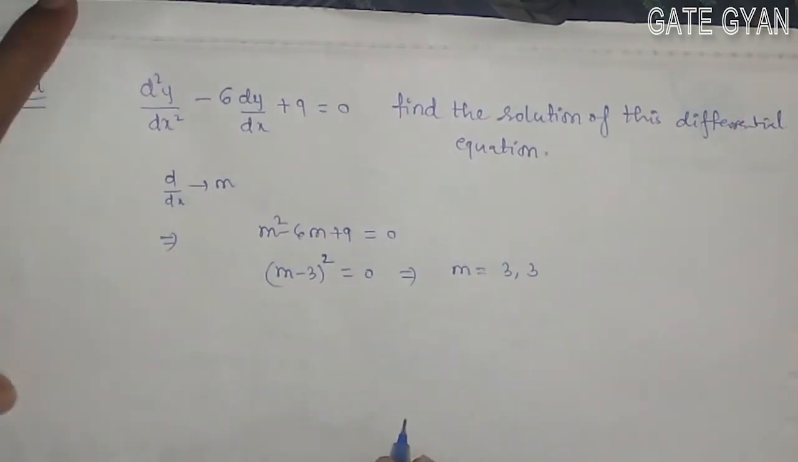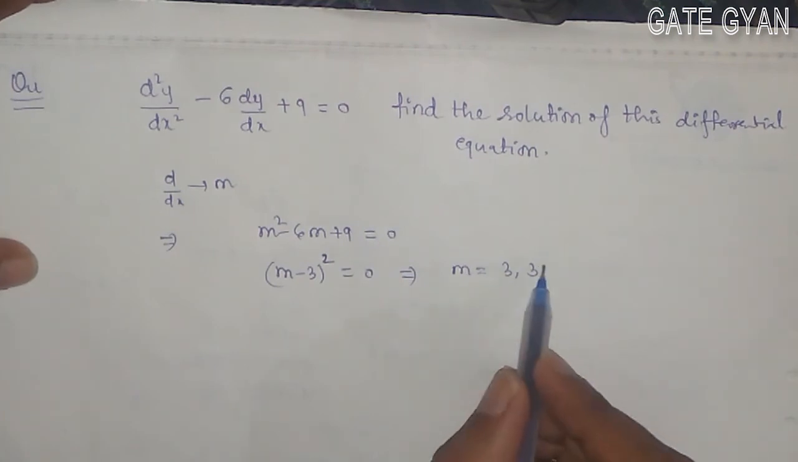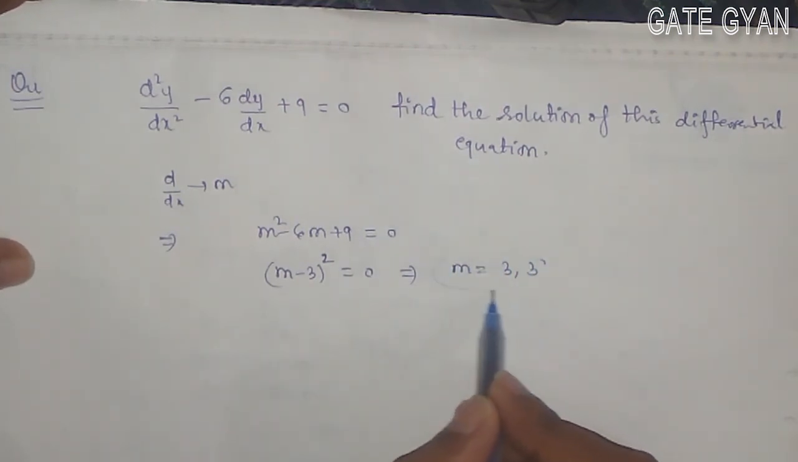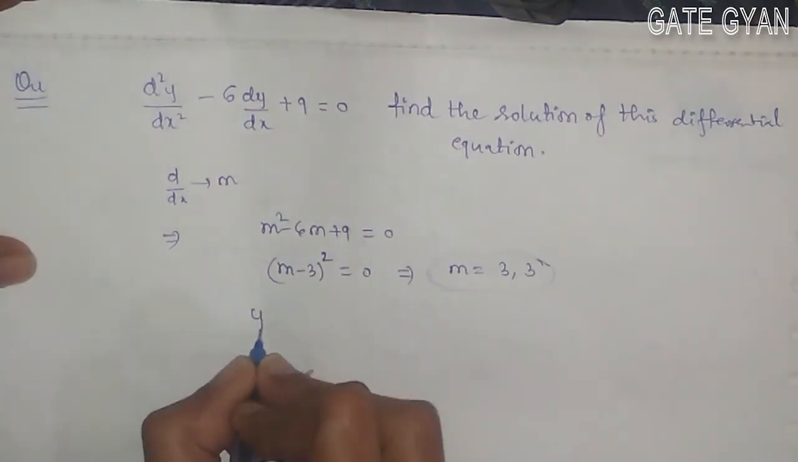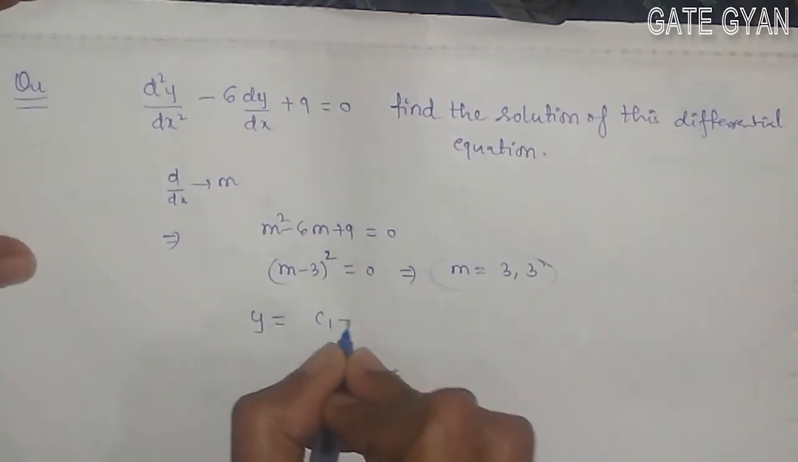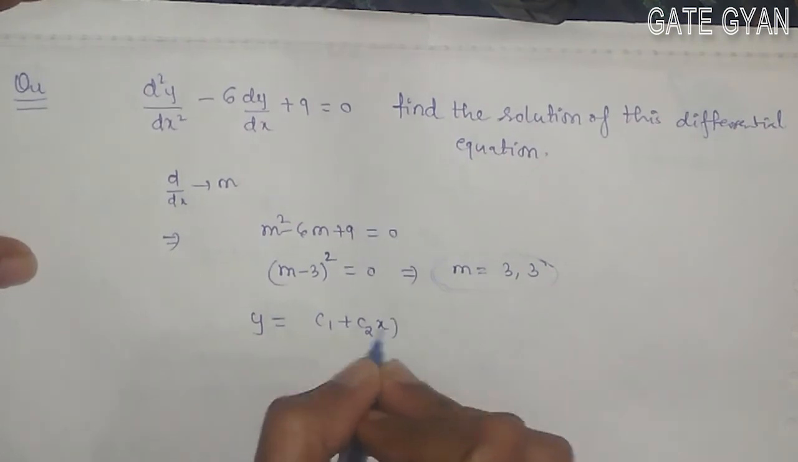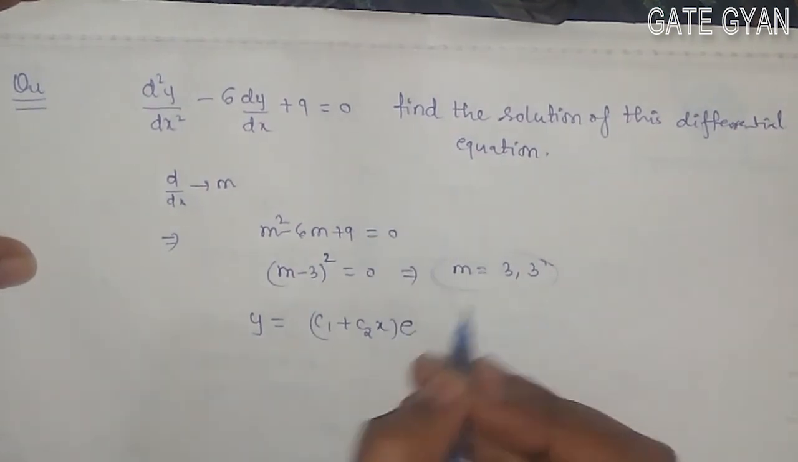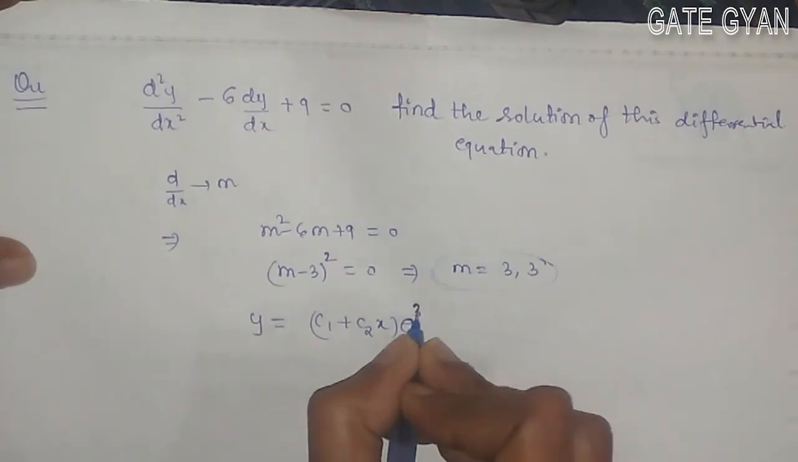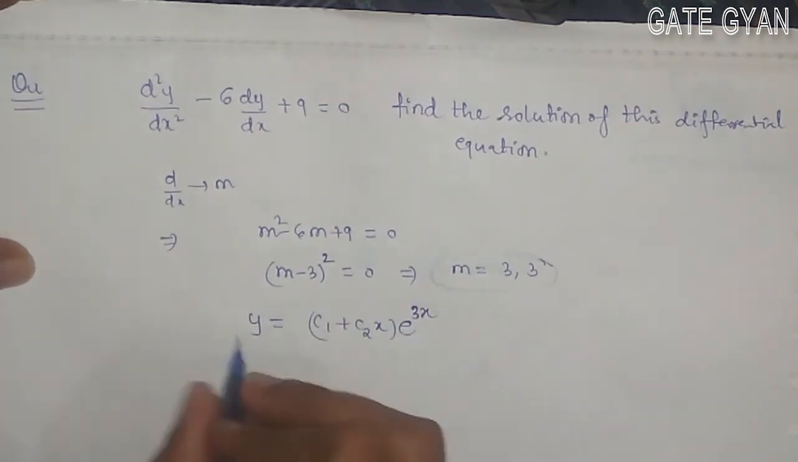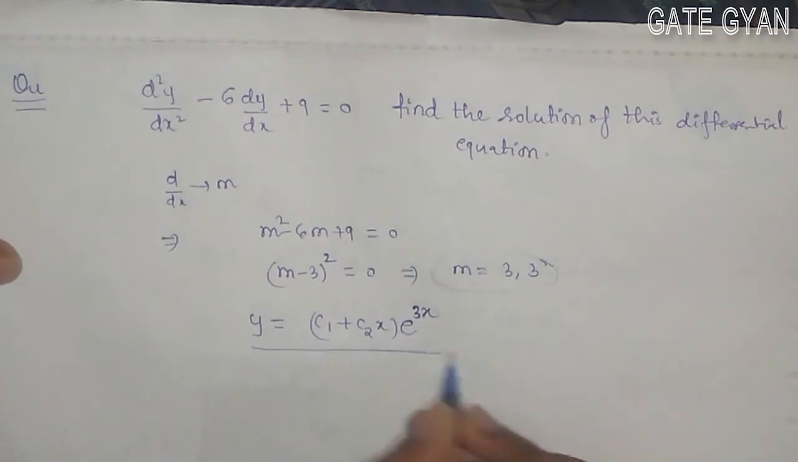So the solution of this differential equation in which we have two equal roots is given by y equal to c1 plus c2 x, e to the power 3x. So our answer is option A.